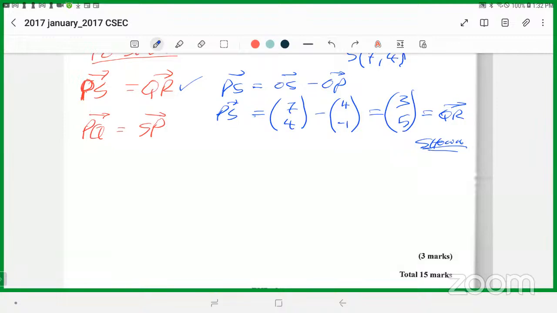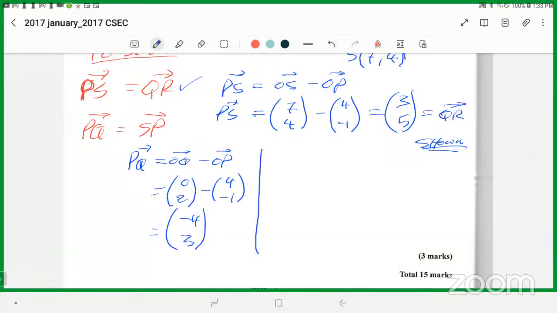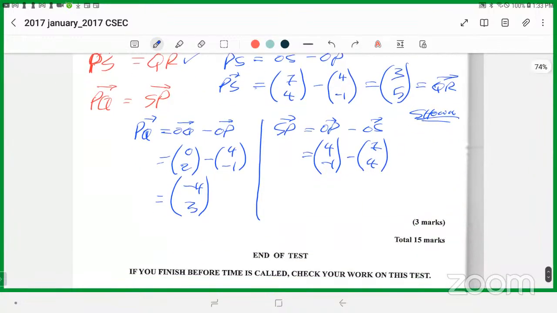I think I'll have to calculate two of them, PQ and SP. So this is PQ right here. PQ is OQ, the last, minus the first. What was OQ again? OQ was 0, 2 on the y-axis. And P is 4, -1. This works out to -4. This becomes a 3. Minus minus is plus. This becomes a 3. Then I need to work out SP now. SP is OP minus OS. OP is 4, -1 minus OS, which is 7, 4 right here. And I get the same thing.